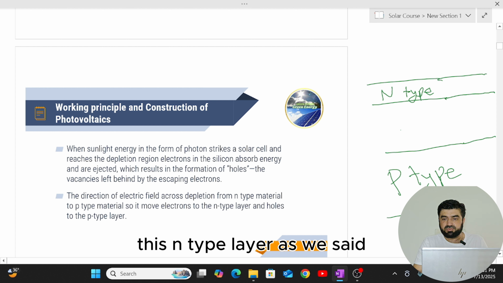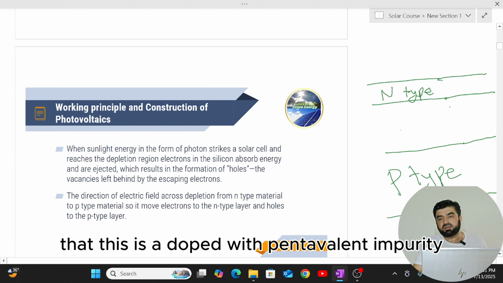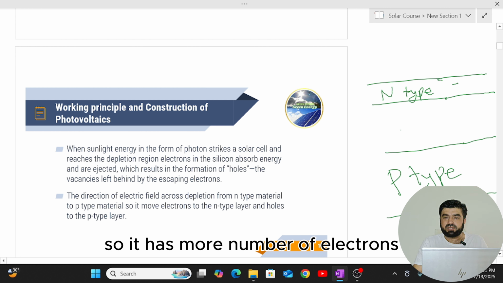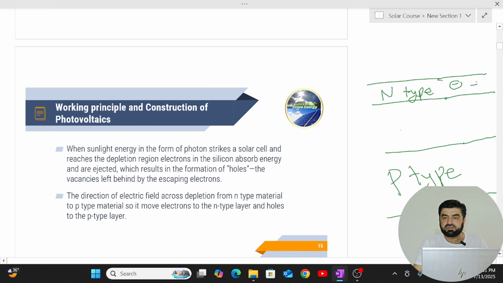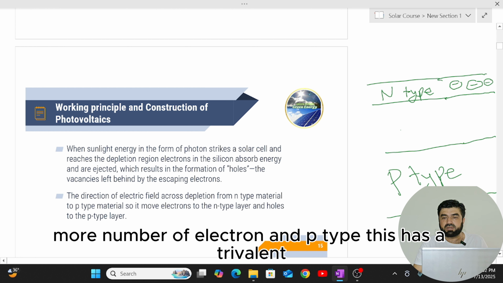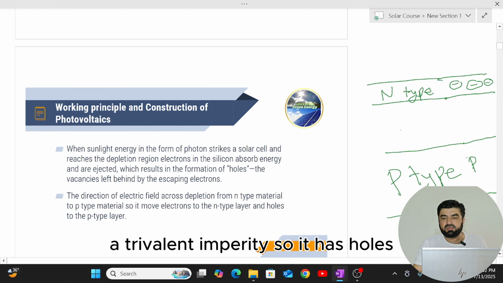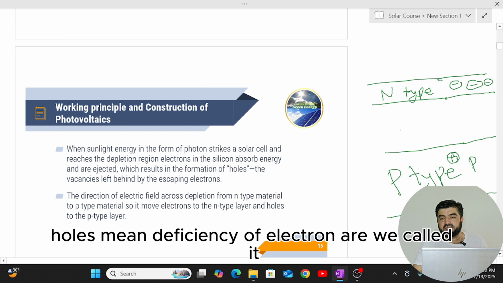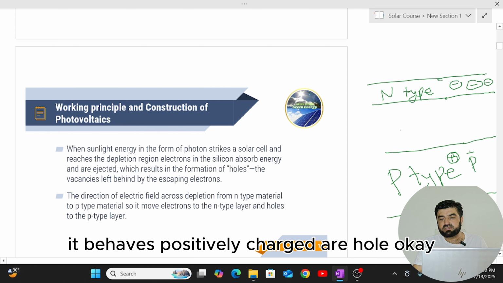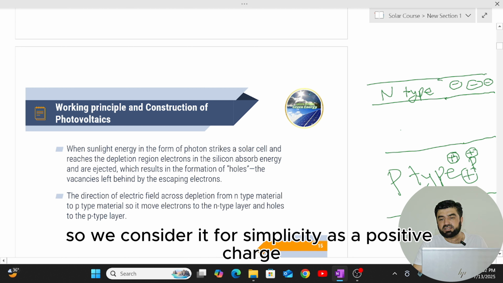This N-type layer, as we said, is doped with pentavalent impurity, so it has more electrons. And P-type has trivalent impurity, so it has holes. Holes mean deficiency of electron, or we say it behaves as a positively charged hole. So for simplicity we consider it a positive charge.